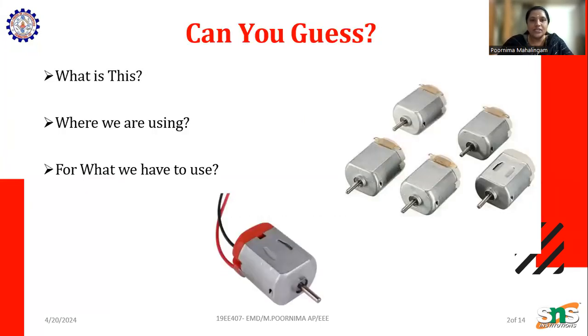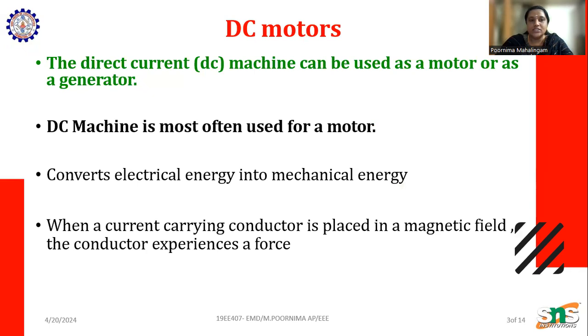Okay. Can you guess what this is, and where and for what we are using this? Yes. These are DC motors, and these are real-time application motors. So next, what is a DC motor?